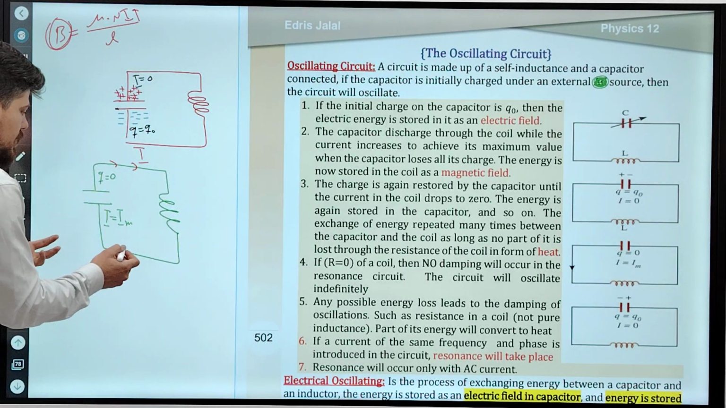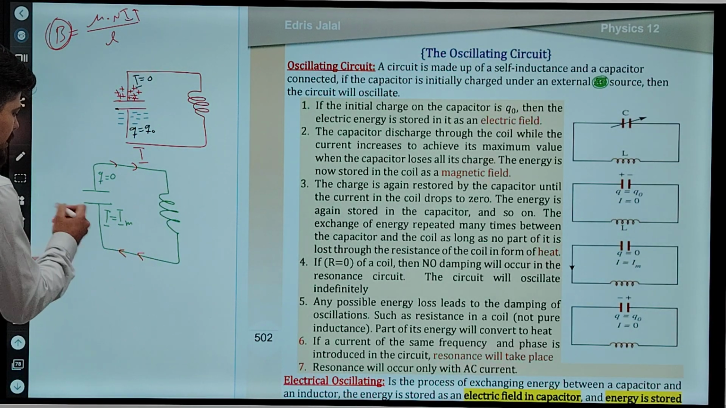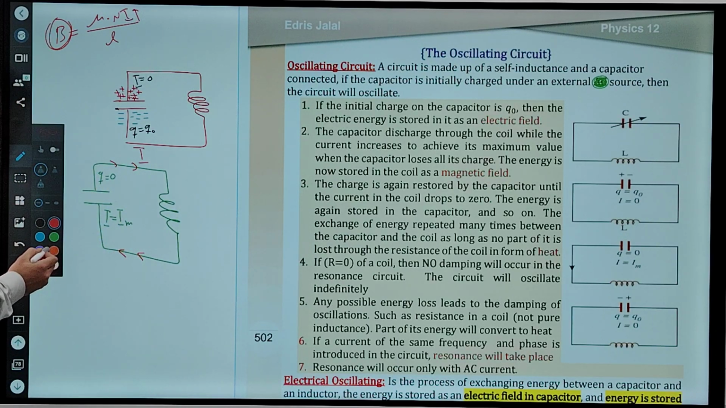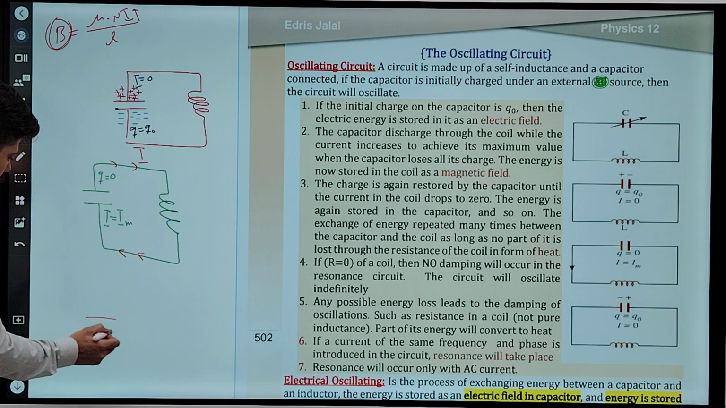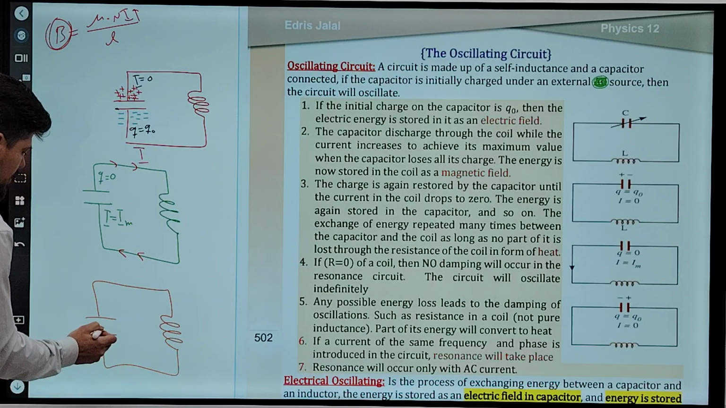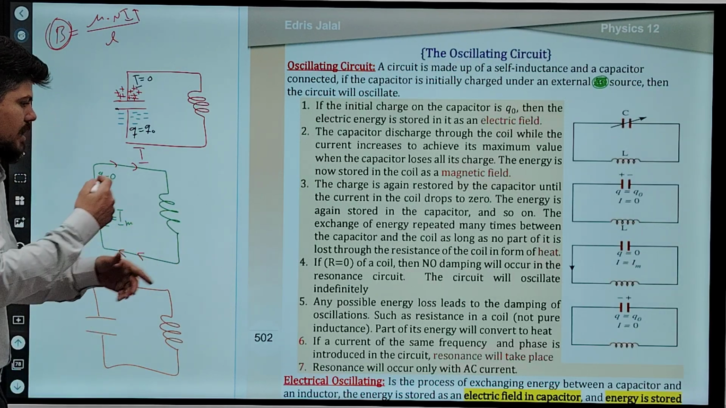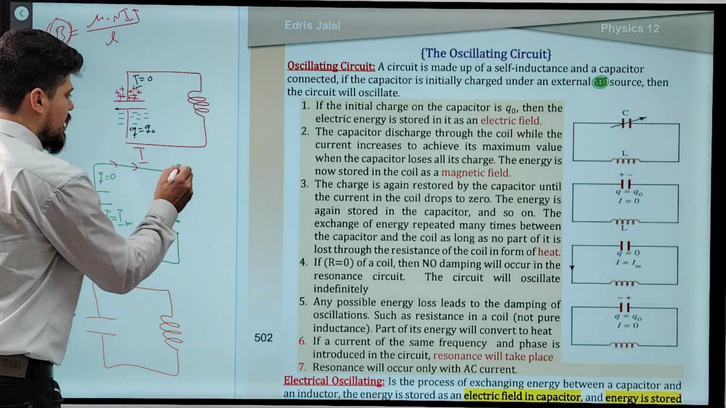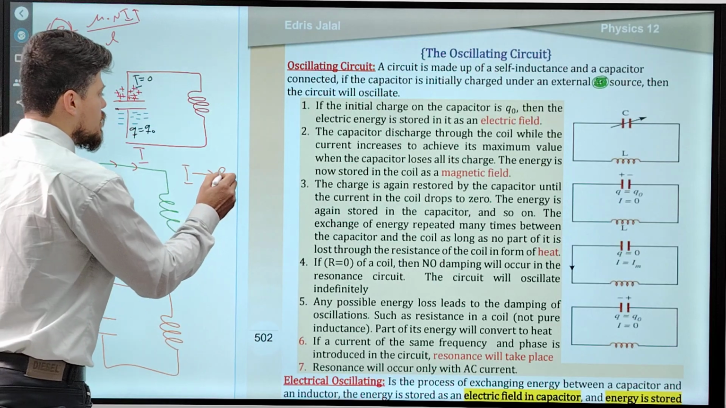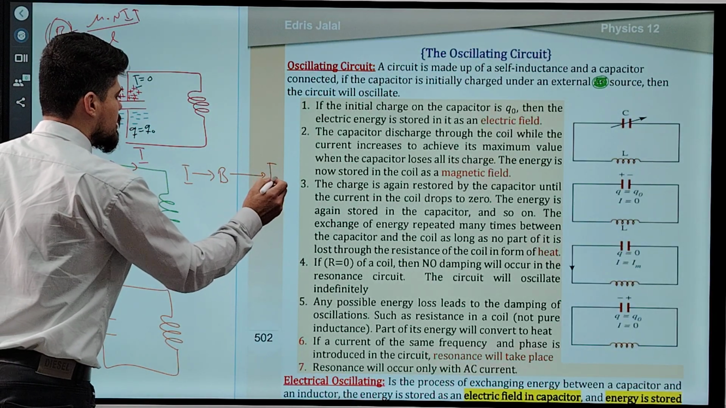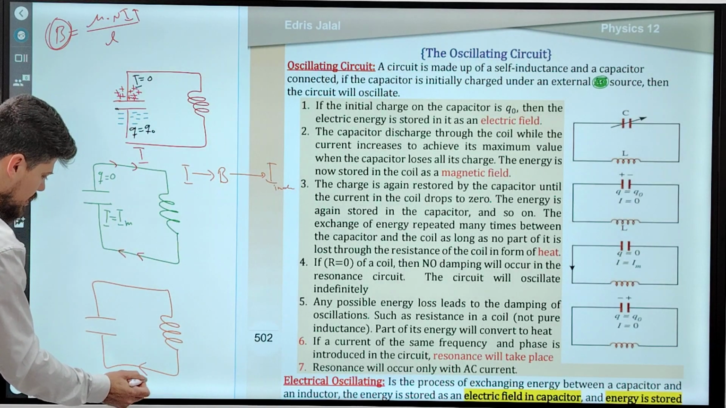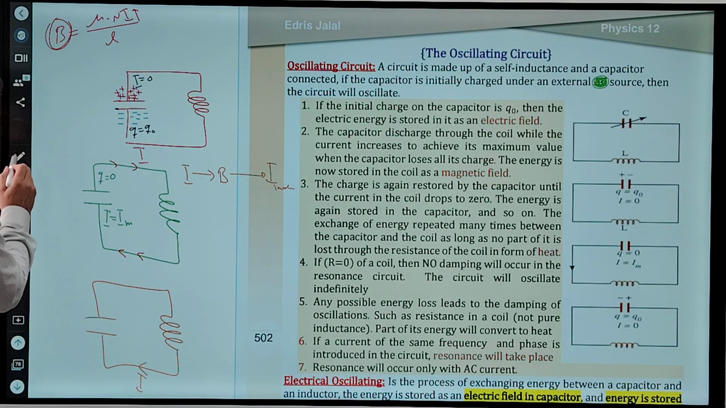So this induced current passes through the capacitor. The capacitor again becomes charged. So the figure becomes like that. Through the magnetic field, the current is induced. At first, the current passes through the coil, and a magnetic field is induced. So this magnetic field also induces a current, I induced.